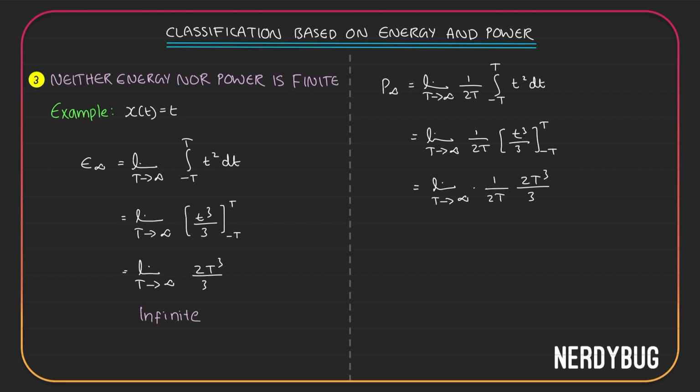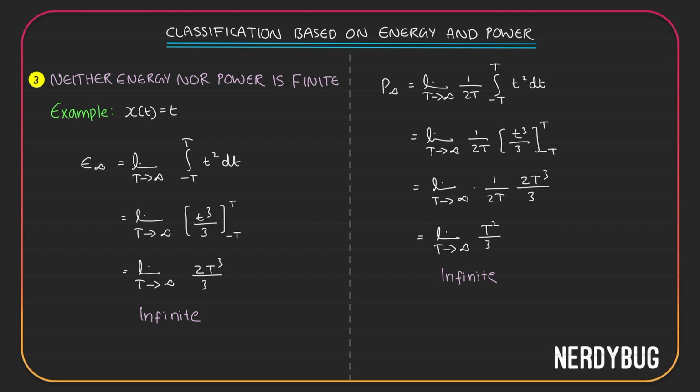2 and 2 can be cancelled, t can be cancelled. What we get is limit t tends to infinity t square by 3. That is, t is a huge value which is very close to infinity and we're taking square of it. So this is also going to be infinite. So for this particular signal, which is a continuous time signal, x of t equal to t, its energy is infinite, its power is also infinite. So it is neither an energy signal nor a power signal.